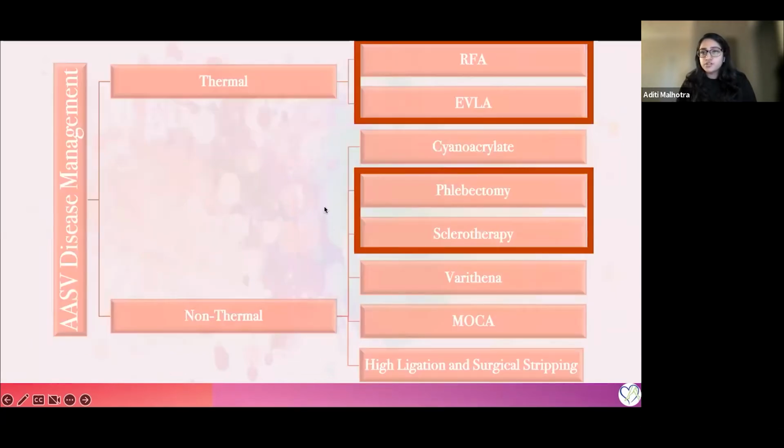Next, we're going to move on to what we often use in our offices, which is talking about the radiofrequency ablation, endovenous laser ablation, phlebectomy, and ultrasound-guided foam sclerotherapy.